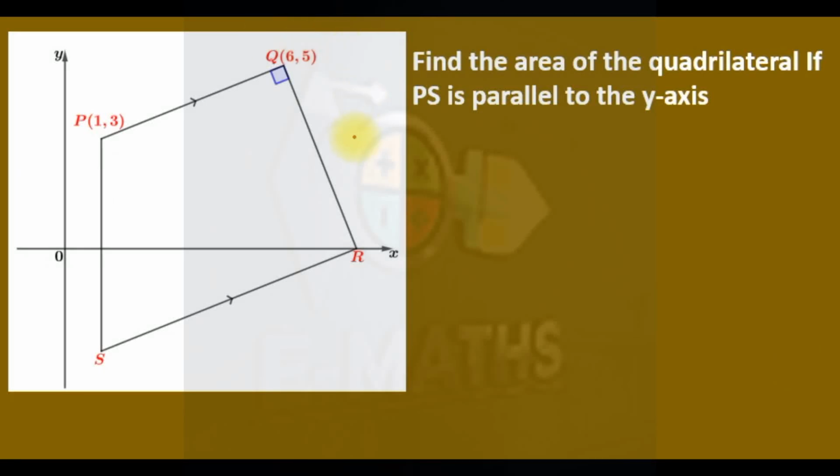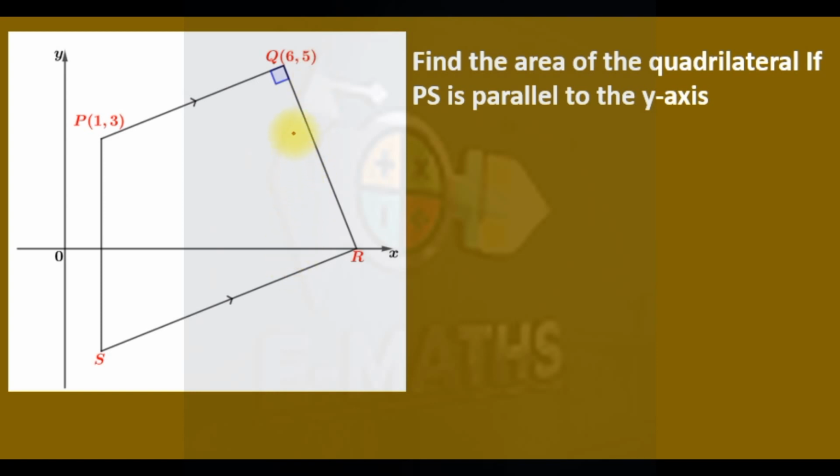Find the area of a quadrilateral if PS is parallel to the y-axis. So the quadrilateral is PQRS. From this, you notice that we have a trapezium. As you can see, one pair of parallel sides. This line is parallel to this. So this is a trapezium.